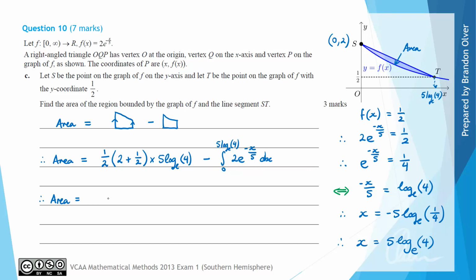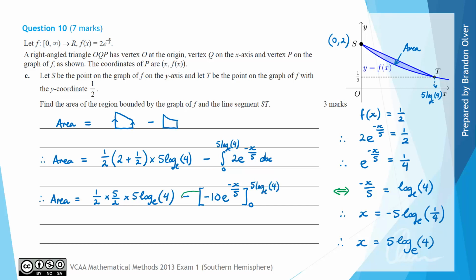So our area is going to equal, and we'll do it in 2 steps, a half times 5 on 2 times 5 log e of 4. And then we subtract away from that the antiderivative. So the antiderivative of 2e to the power of negative x on 5. We divide by the coefficient of x, which is dividing by a fifth, which is the same as multiplying by 5. So that was a bit of a mouthful, but we do get minus 10e to the negative x on 5. And then we evaluate that between 0 and 5 log e of 4.